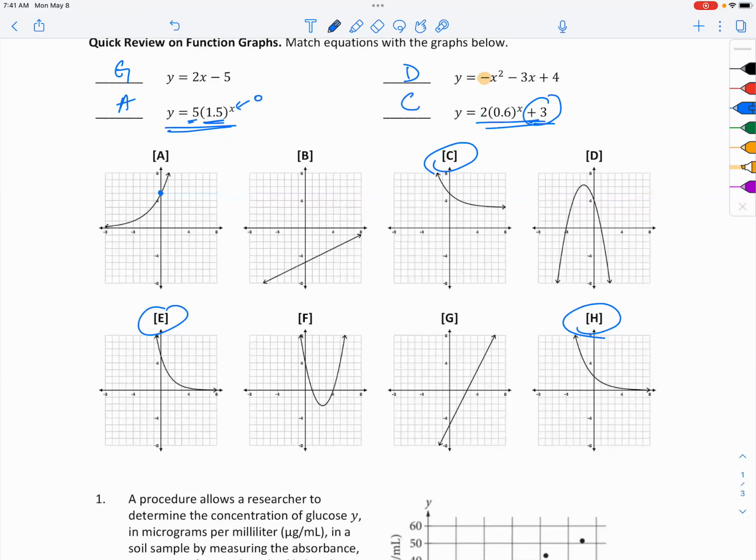E and H are both going to the x-axis as the horizontal asymptote. However, it is impossible for this equation to go below 3. Impossible. So that's how you show the connections. All right, so that's the matching part.